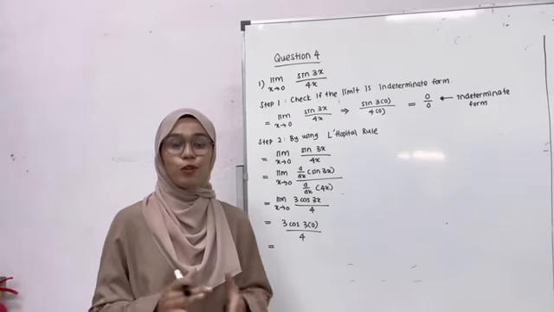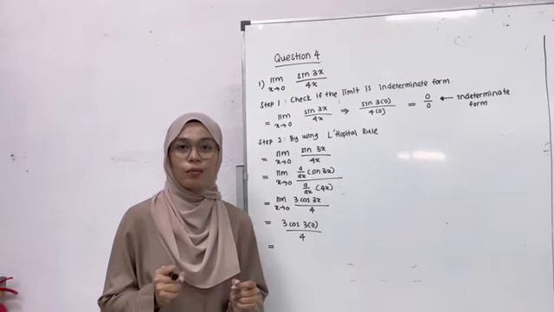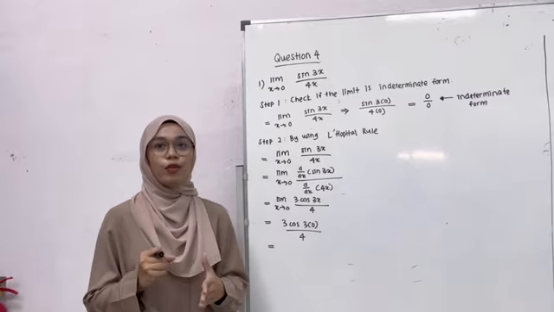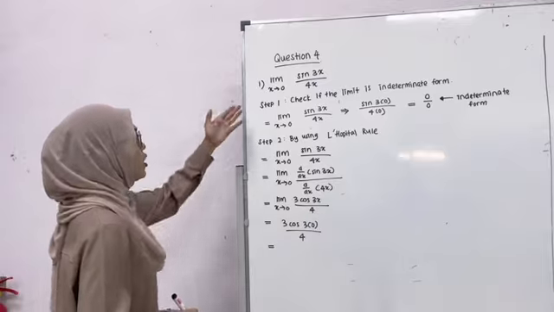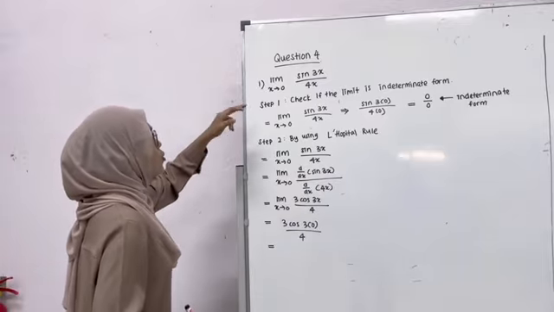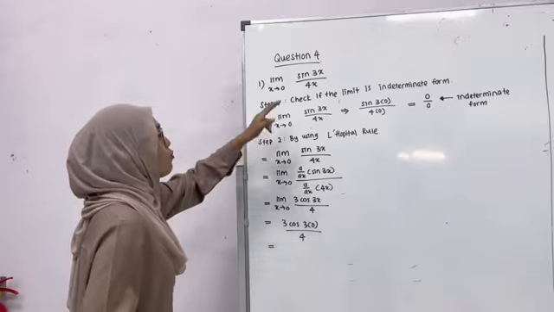Okay, so let's move to question number 4. Question number 4 requires us to evaluate the limit by using L'Hopital's rule. So look at the first question. We have the limit as x approaches 0 of sin 3x over 4x.